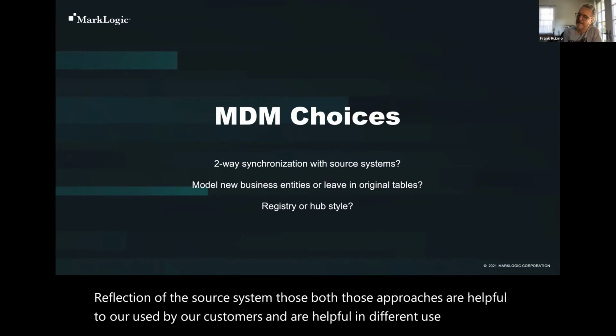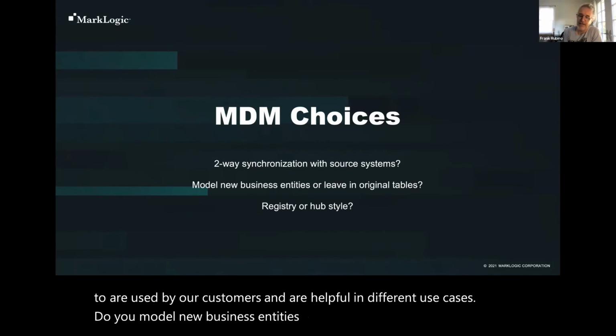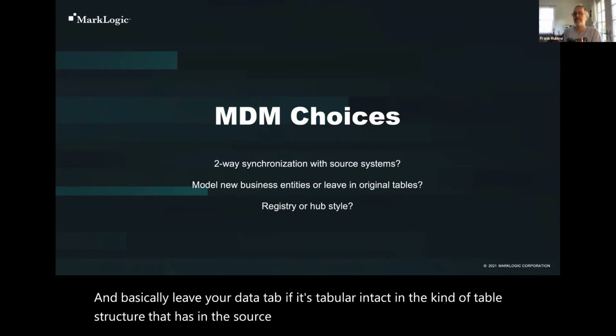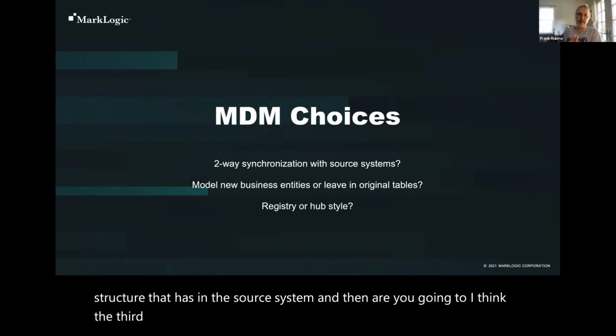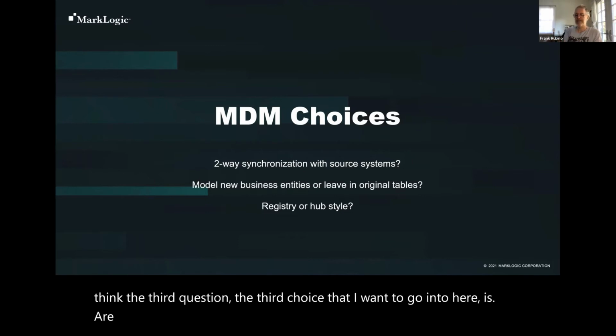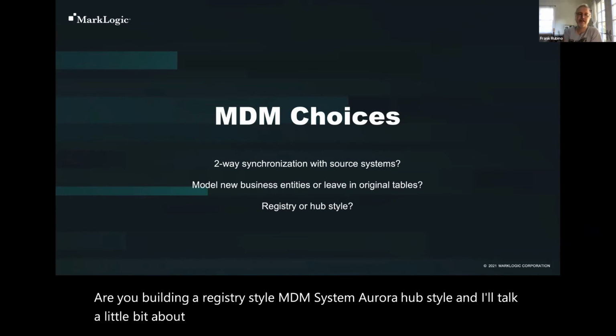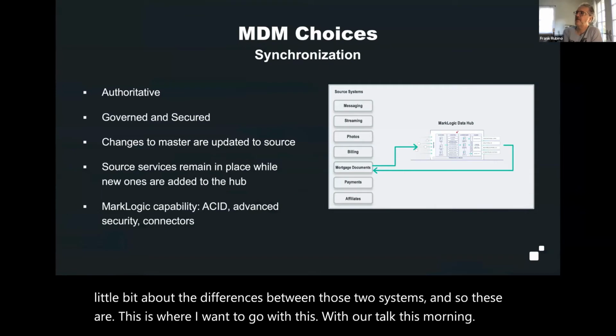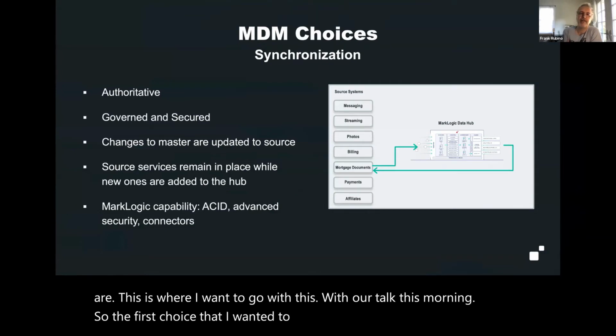Do you model new business entities, or are you going to basically leave your data, if it's tabular, intact in the table structure that it has in the source system? And then the third choice that I want to go into here is, are you building a registry style MDM system or a hub style? I'll talk a little bit about the differences between those two systems. And so this is where I want to go with our talk this morning. So the first choice that I wanted to talk about is synchronization.